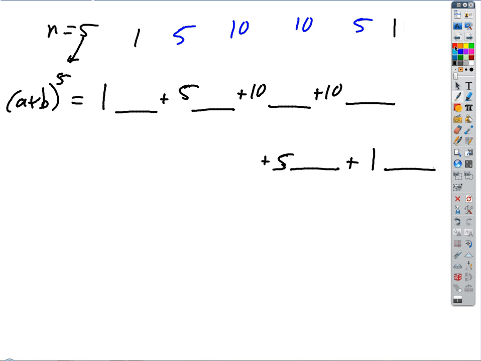So this first one is going to look like A to the 5, B to the 0. We didn't even write it, because 5 plus 0 equals 5. Second one is going to be A to the 4th, B to the 1. Next one is A cubed, B squared, then A squared, B cubed, then A, B to the 4th, and finally B to the 5th. See how it works? Easy. And if you don't want to do that, you can memorize the pattern.